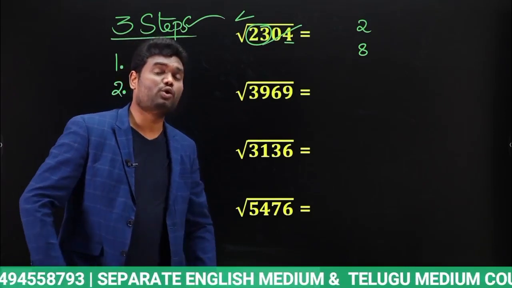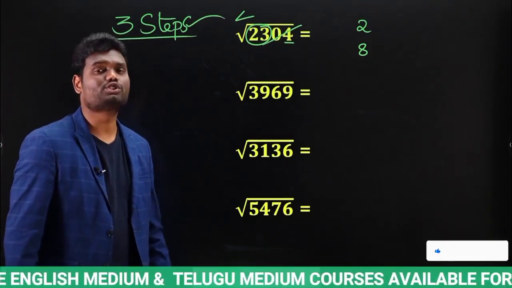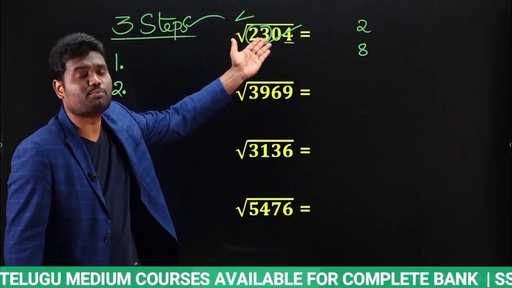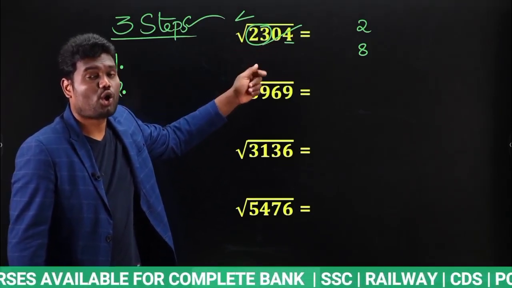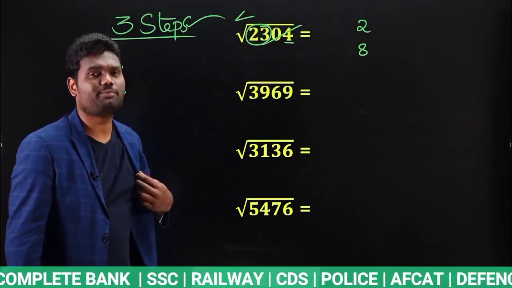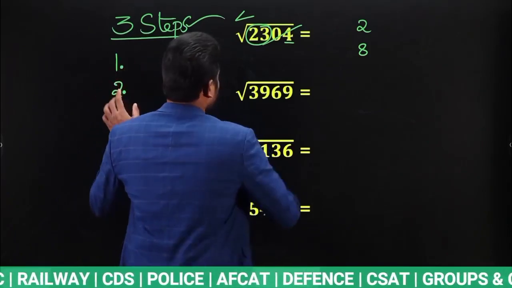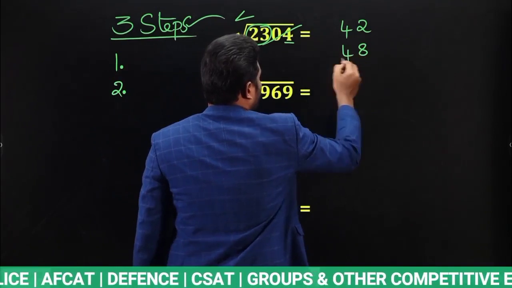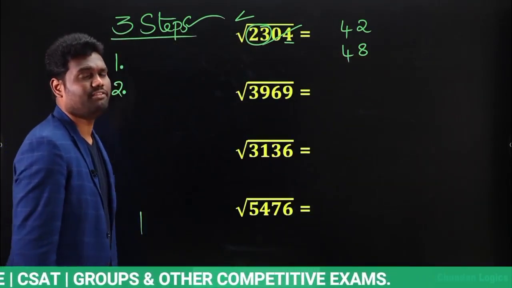Now what is the perfect square close to 23 and less than 23? That is nothing but 4 square, which is 16. If you take 5 square, it is 25, which is more. So you need the perfect square close to that and less than that, which is 4 square. That is the reason in the second step you note this and write it as 4, which means either 42 or 48 will be your answer.